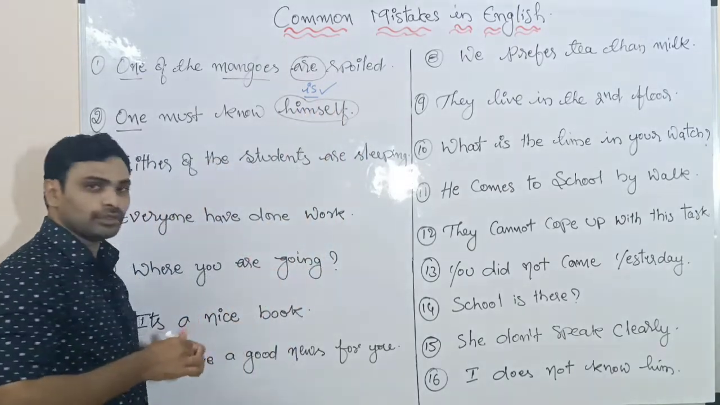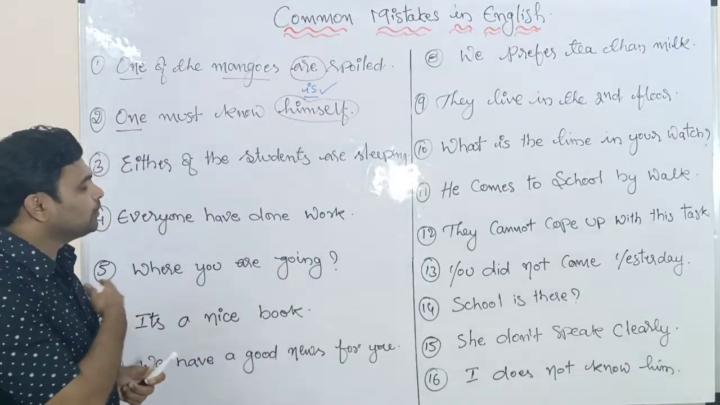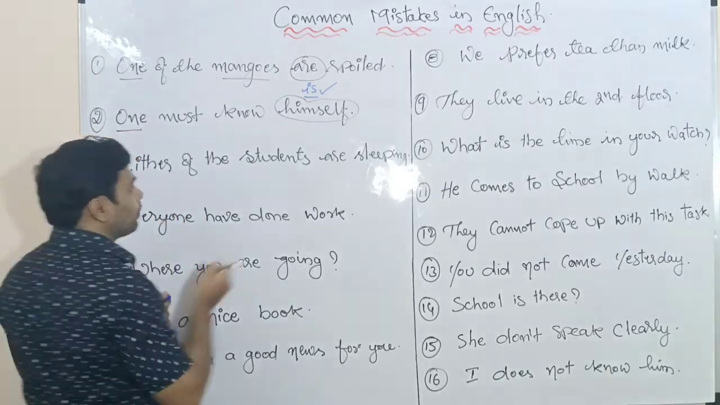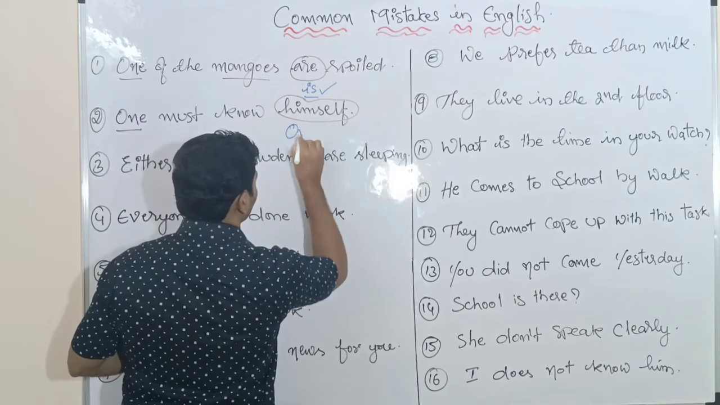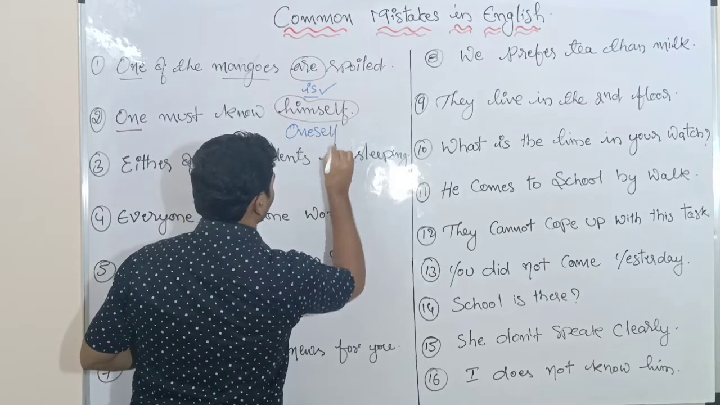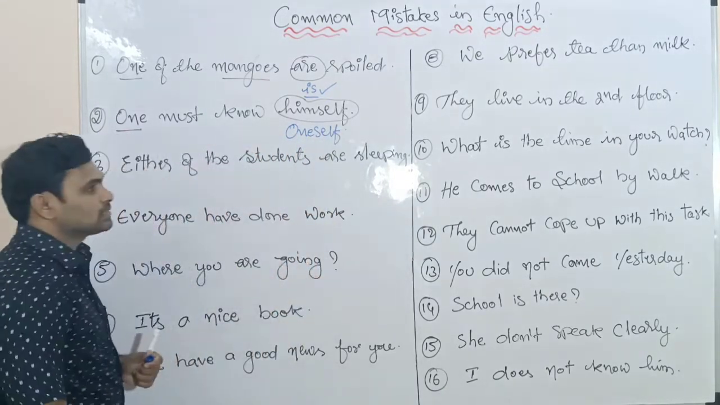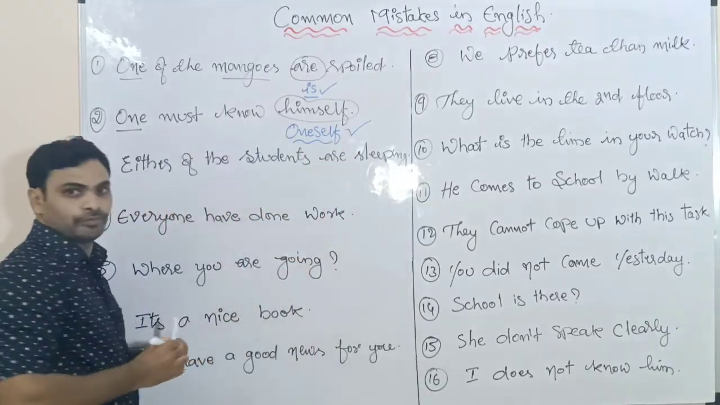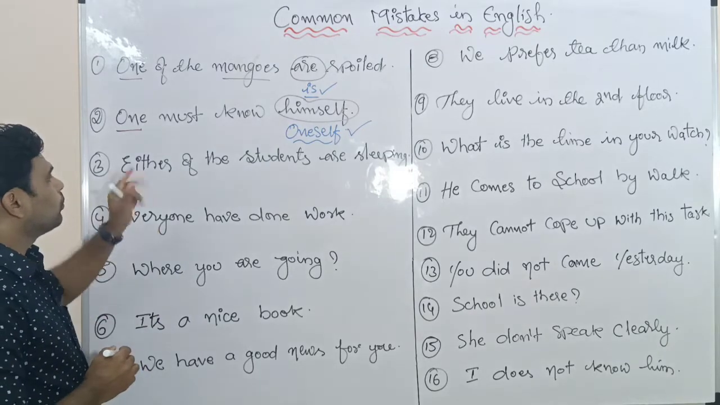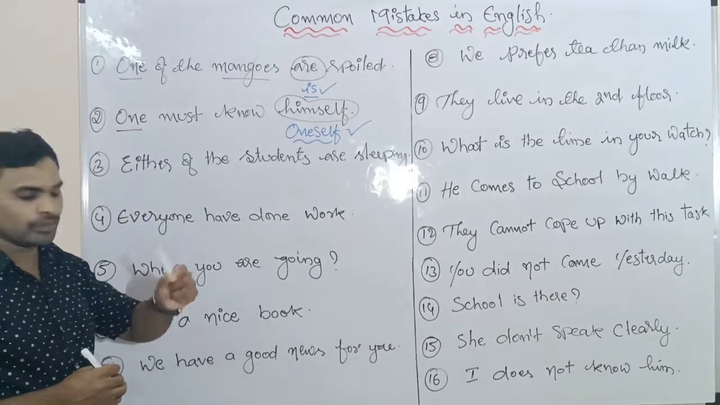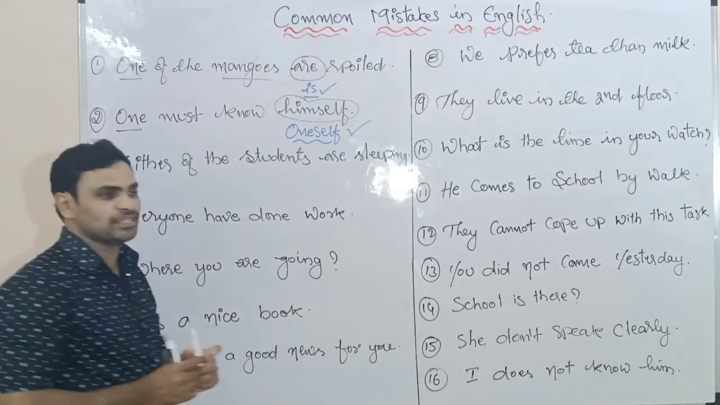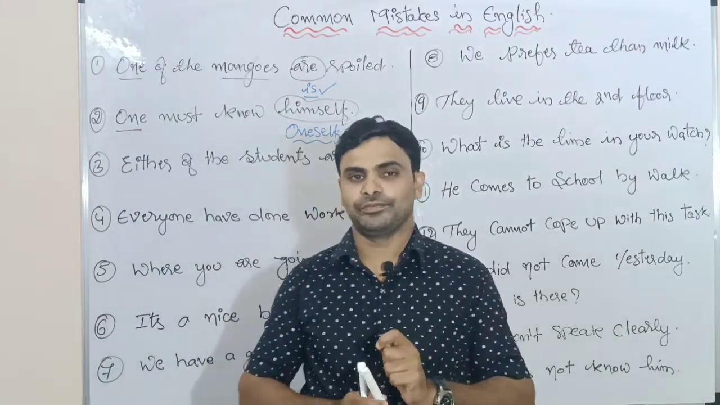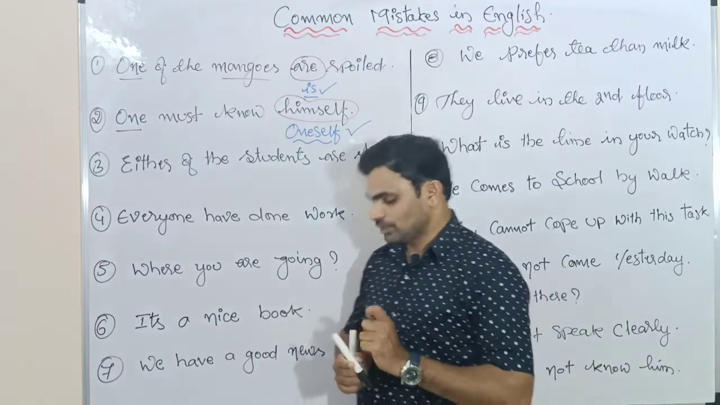Himself must be replaced with the word matching the subject, oneself. So the word oneself is the correct word. We should never use one must know himself, but rather we should say one must know oneself. One must know oneself. Very good.